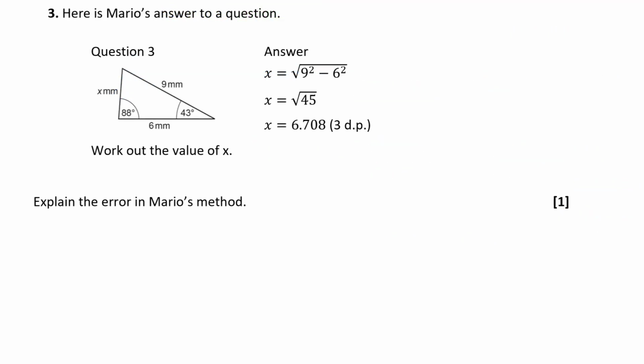Question 3. Here is Mario's answer to a question. So he's got a triangle here. He's got 2 sides and he wants to find a third side. And he looks like he's using some sort of Pythagoras Theorem method, because he's squared the other 2 sides and subtracted one from the other and square rooted, isn't he? The issue with this is, in this case, it doesn't work because it's not a right angle triangle. For Pythagoras to work, it needs to be a right angle. So 88 and 43, that's not going to give you another right angle at the top, is it?